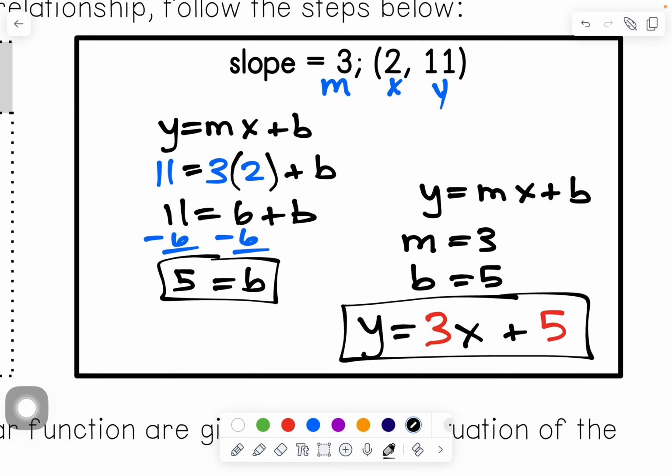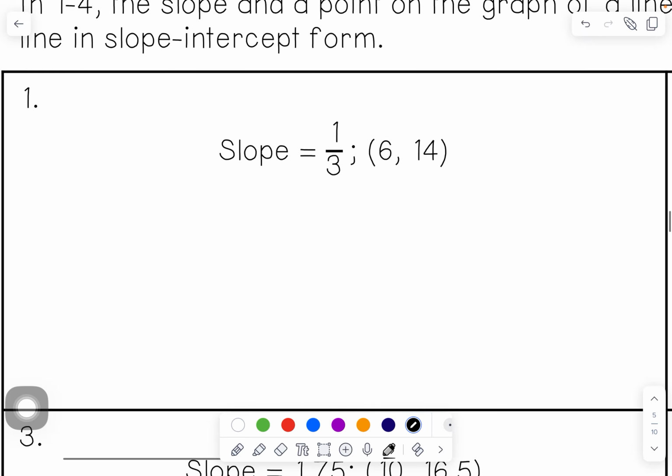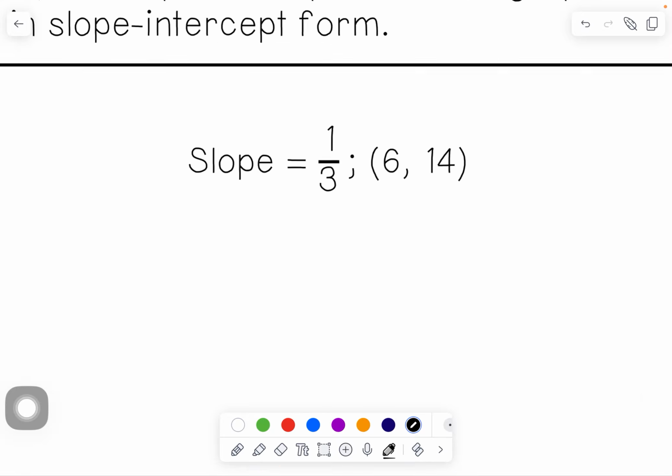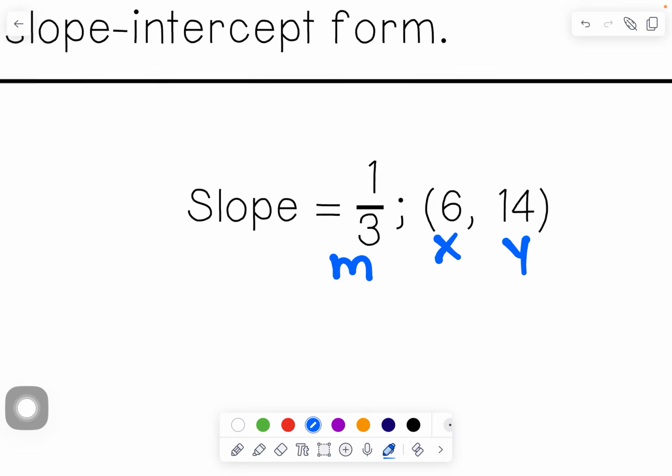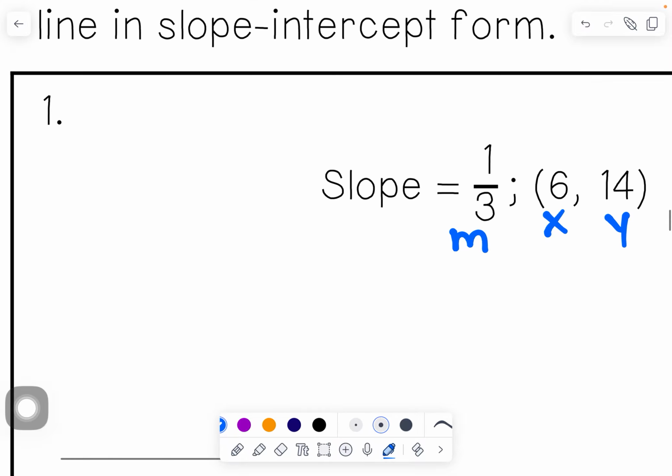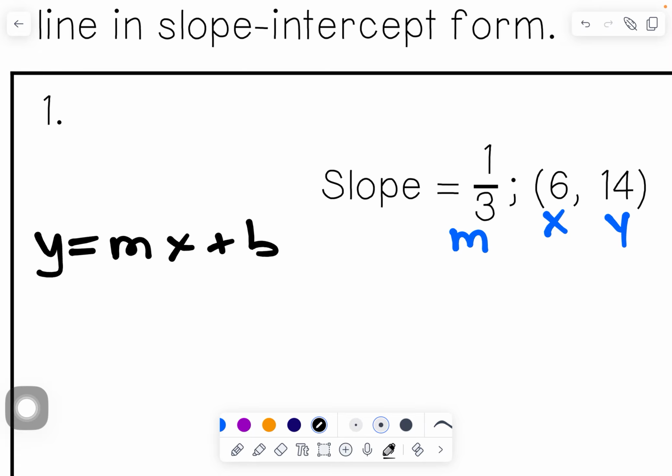Let's take a look at another 2 examples together. So example 1, don't be scared. Slope is 1/3. The coordinate is 6, 14. So the 1/3 is our m, the 6 is our x, and the 14 is our y. So we're going to take that same equation, y equals mx plus b, and perform the same process, regardless of what those numbers are.